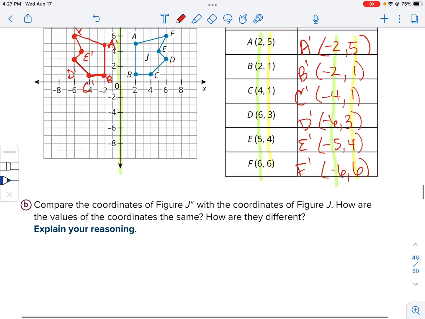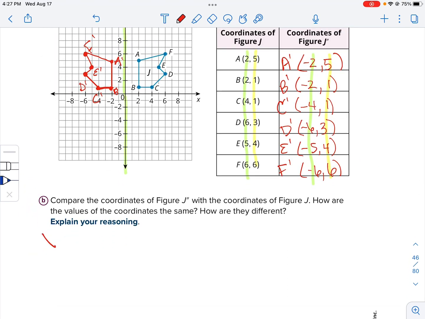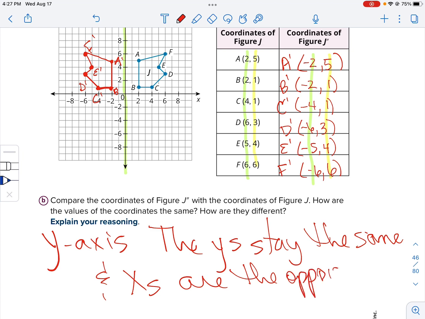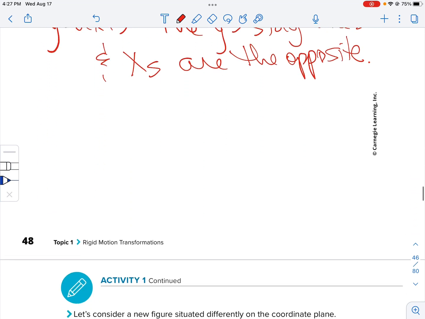So when you go over the y-axis, the y's stay the same. And the x's are the opposite. Okay.